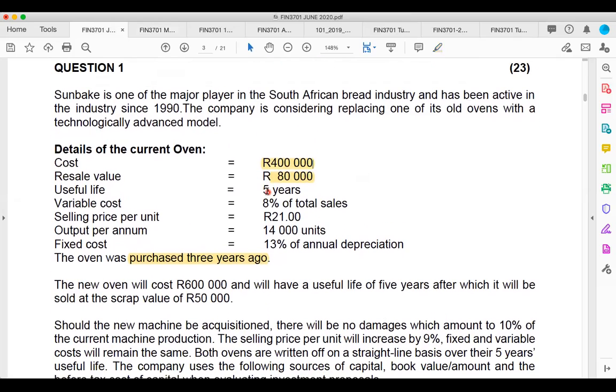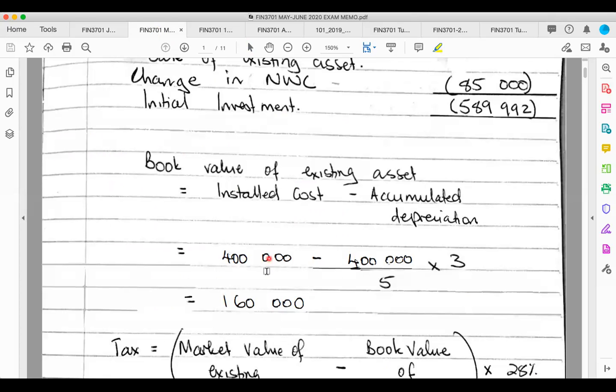You quickly check to see if there's anything to do with delivery or installation associated with the existing asset, and there doesn't appear to be anything, right? So this is the installed cost of the existing asset. And then our accumulated depreciation. To get the accumulated depreciation, you take the installed cost of the existing asset divided by the life years of the existing asset. In this case, the life years of the existing asset is 5 years, right?